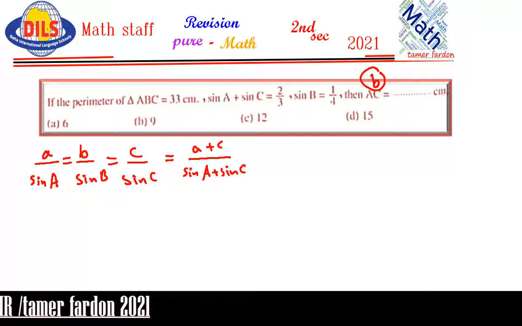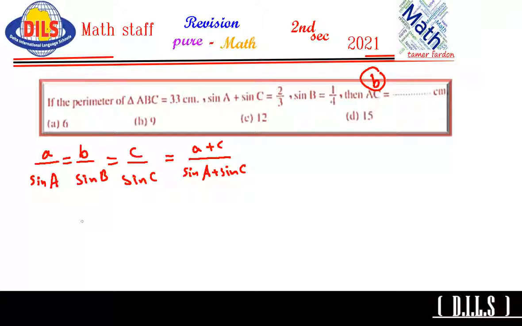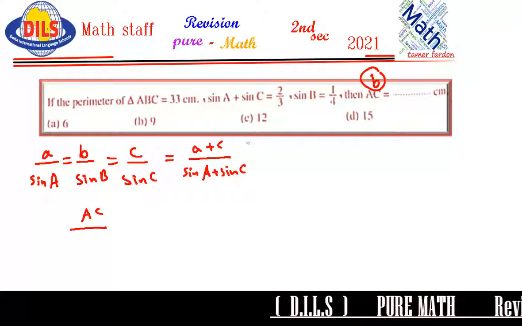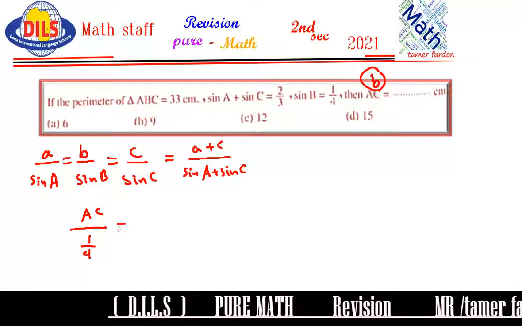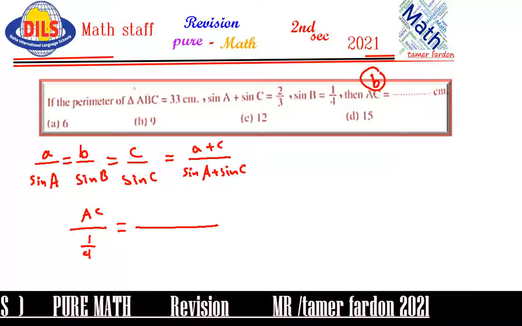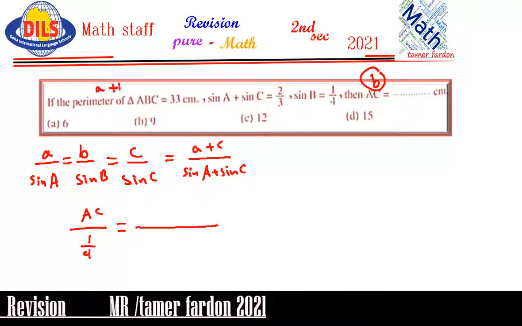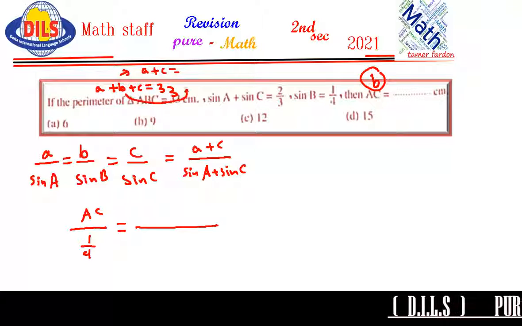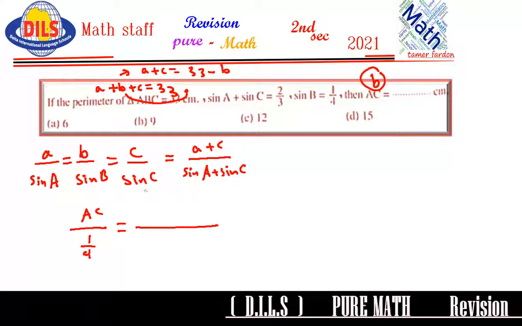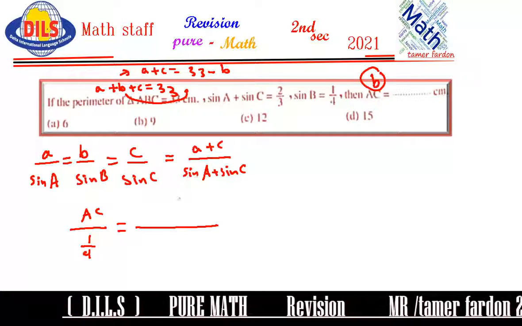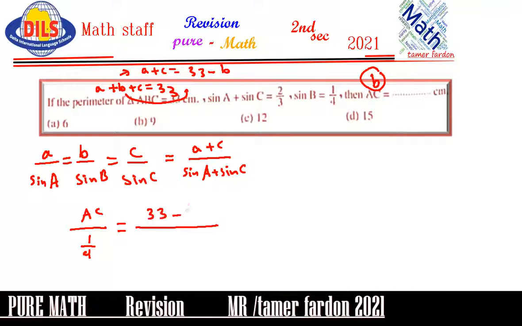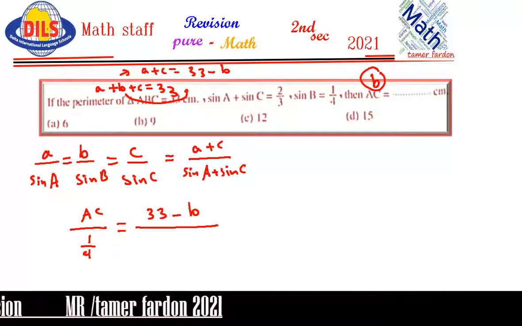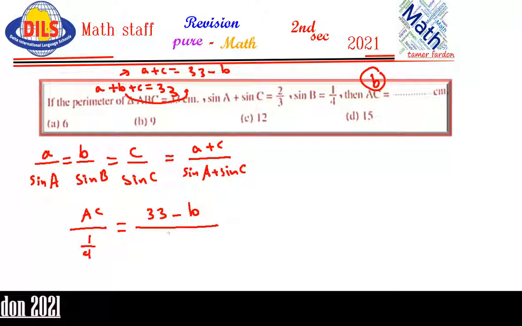So b, which is AC, over sine B, which equals a quarter, is equal to a plus c over sine A plus sine C. From the perimeter, we know a plus b plus c equals 33. So a plus c equals 33 minus b. So we can replace a plus c by 33 minus b over sine A plus sine C, which is given as 2 over 3.